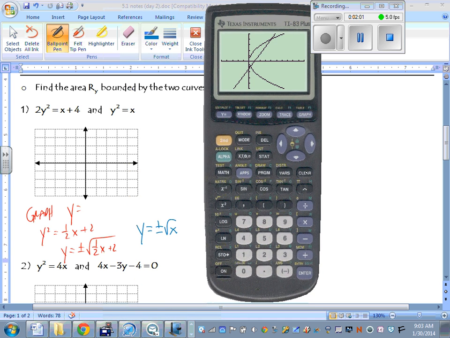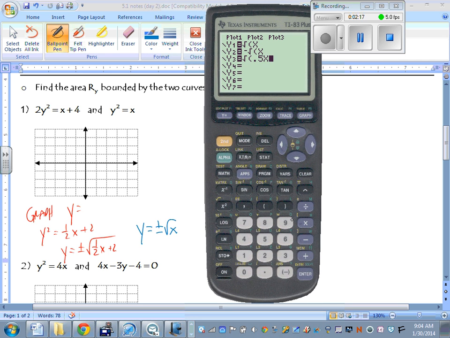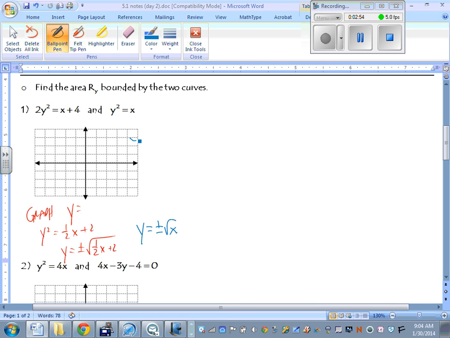So let's take a look at these graphs. So we're going to have positive square root of x, negative square root of x. We're going to have positive square root of 0.5x plus 2, and negative square root of 0.5x plus 2. So that first one is our positive and negative square root of x. This graph here is going to be the positive or negative square root of 1/2 x plus 2. Alright, so on here, we can kind of sketch a graph. It doesn't have to be perfectly to scale by any means. But we have this graph and this graph.